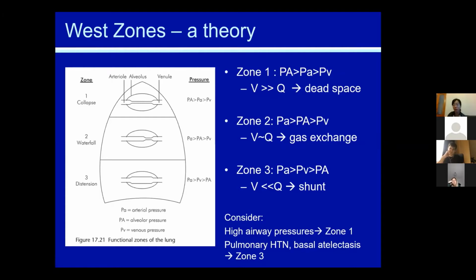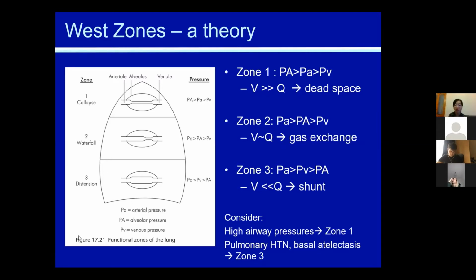Because as you take a breath in and out, as your heart beats, these pressures change. So in this ideal situation, in this sweet spot, which is zone 2, you do get airflow and you get blood flow. My book calls it the waterfall effect because of the change in the pressures as you take a deep breath in and out. The long and short of it is zone 2 is your sweet spot where you get blood and you get gas flow and you get gas exchange.